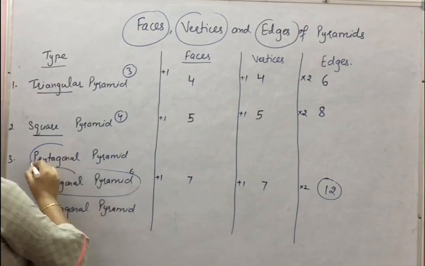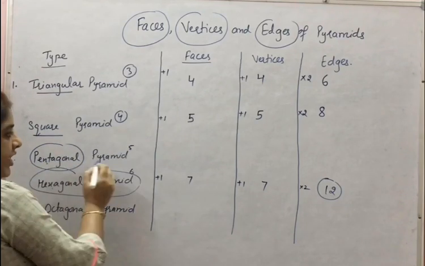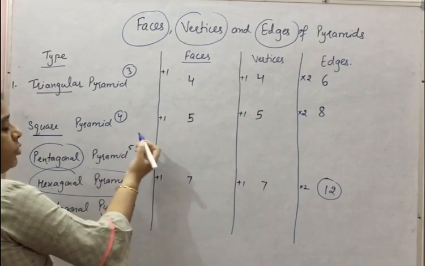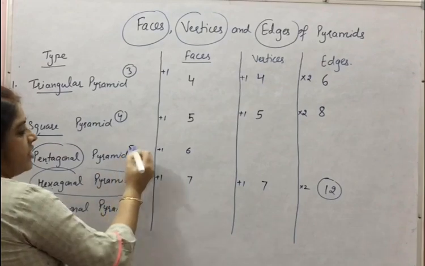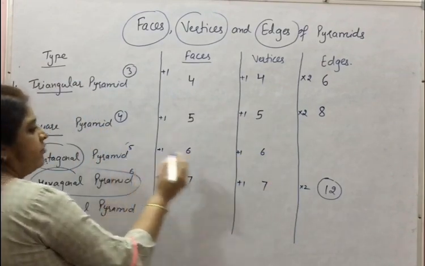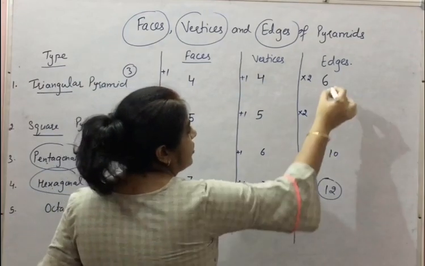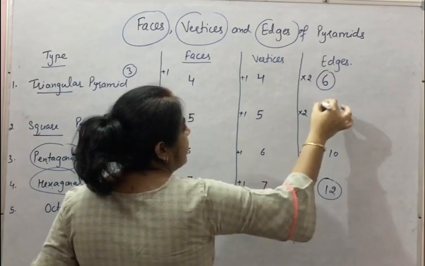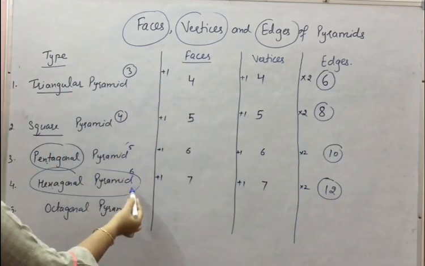So if we have a pentagonal pyramid, pentagon means 5 sides at the base. So how many total faces? 5 plus 1, 6 total faces. 5 plus 1, 6 vertices, and twice of that, multiplying by 2, we will get 10 edges. So we have 6, 8, 10 and 12 edges for these types of pyramids.